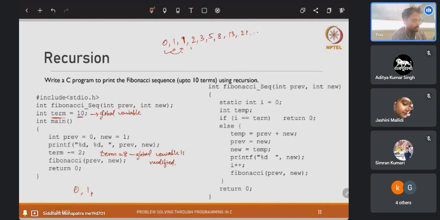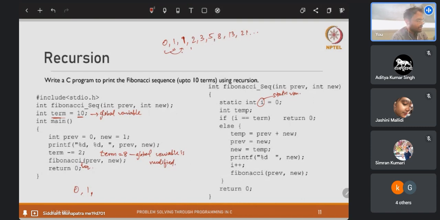Now we call the Fibonacci sequence function, passing prev and new, so we pass 0 and 1. Now what happens, we define a static int variable. So this is a static variable, as has been written here, and it has been initialized to 0 the first time the Fibonacci function has been called. The variable i has been initialized to 0.